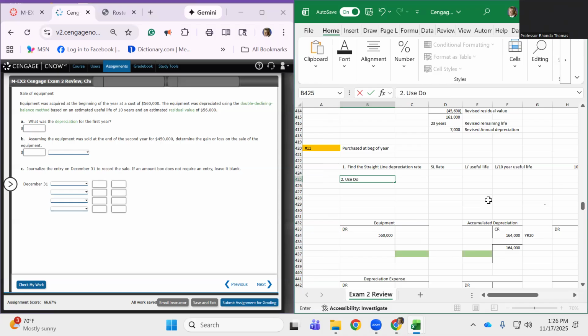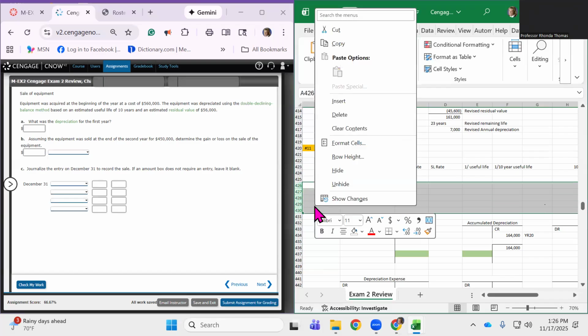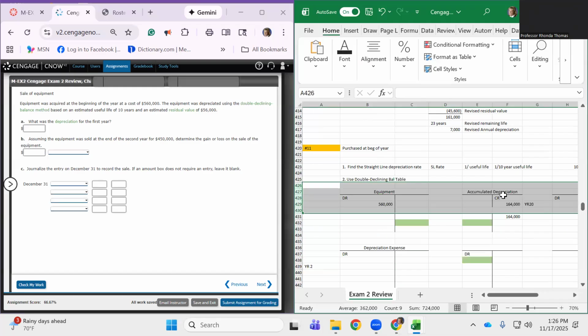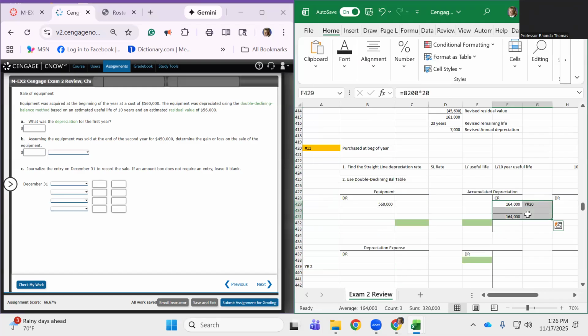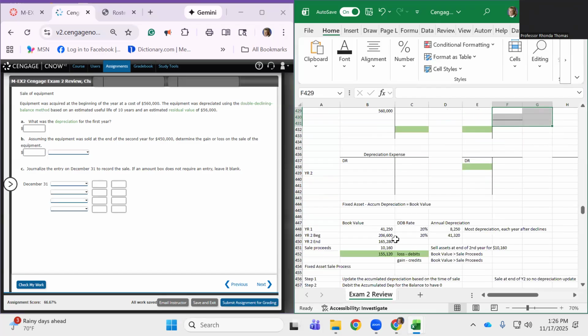use a double declining balance table. You've got to kind of make one. All right, so I'll show you how that gets done. I'm going to squeeze this together a little bit here and get rid of this. And then down here.